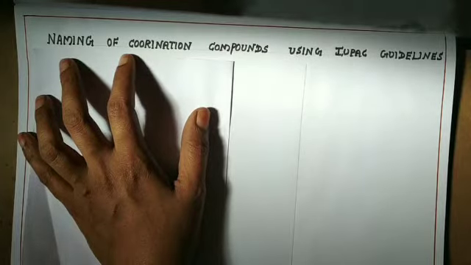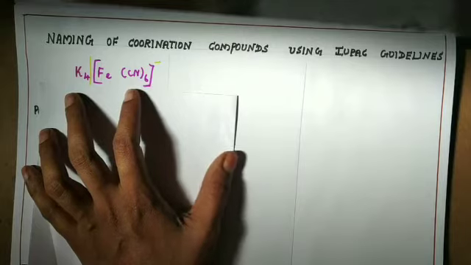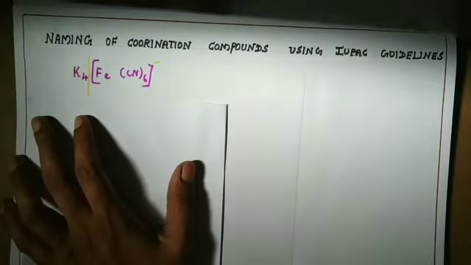Students, today we are going to learn naming of coordination compounds using IUPAC guidelines. The first example, K4[Fe(CN)6]. First we can find out what is the cation and what is the anion.